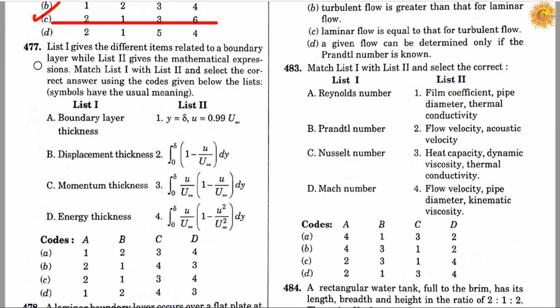Question number 477. List first gives the different items related to a boundary layer. List second gives the mathematical expressions. Match the list first with the list second and select the correct answer using the code given below. The list and symbols have the usual meaning.